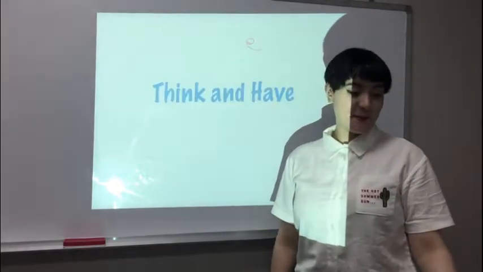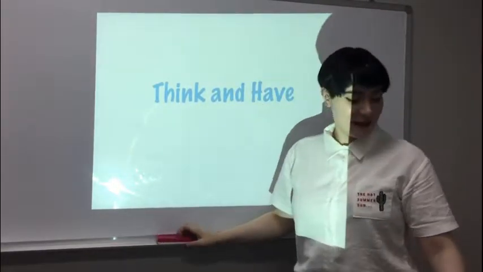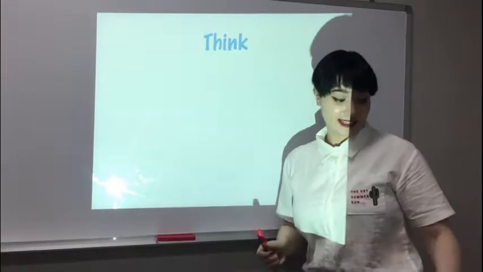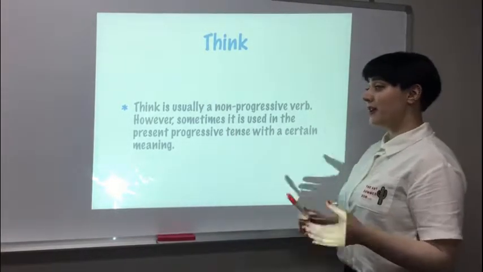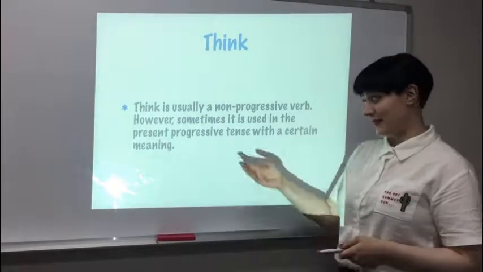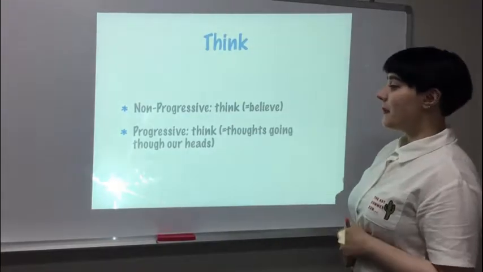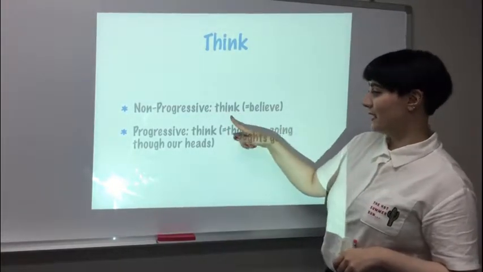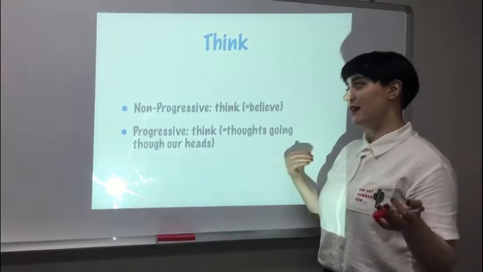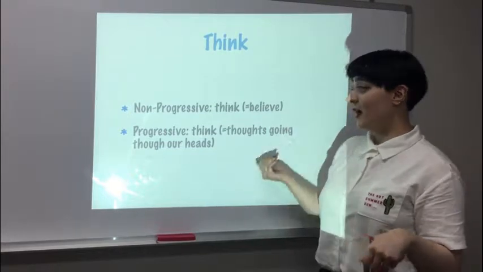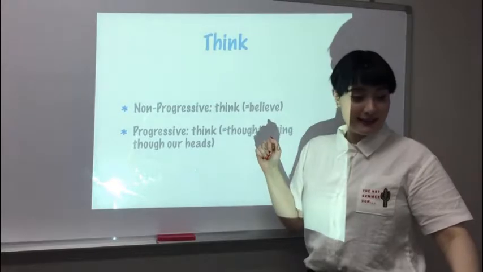Easy, right? So let's talk about think and have. Let's first start off with think. Think is usually a non-progressive verb. However, sometimes it is used in the present progressive tense with a certain meaning. For example, non-progressive think means to believe in something, like to believe. And progressive think are thoughts that are going through our heads right now, at this moment.